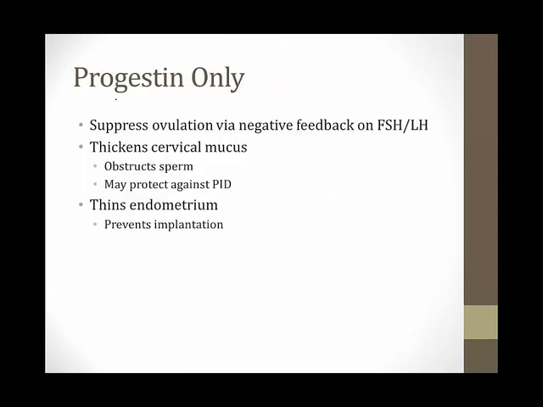So you can take a birth control pill that has a progestin component only, but this is rarely done, and we'll talk about why in a minute. This suppresses ovulation by mimicking the effects of progesterone and exerting negative feedback on the release of FSH and LH from the pituitary gland. These pills will also thicken cervical mucus, just like progesterone does.